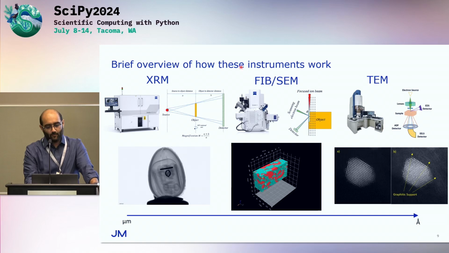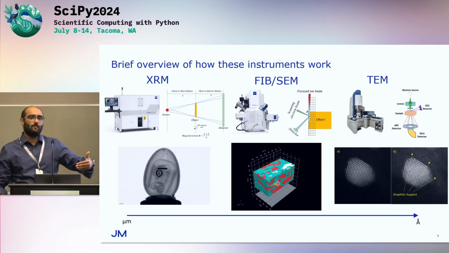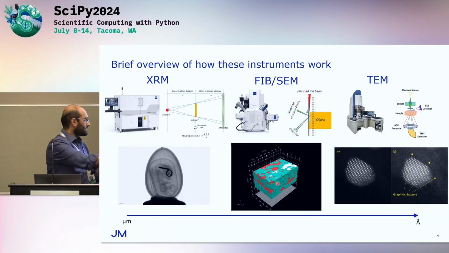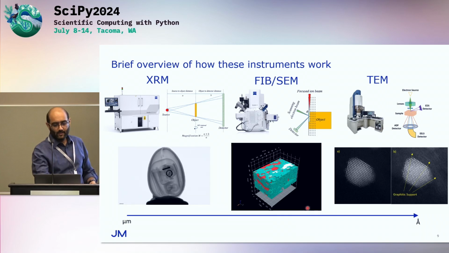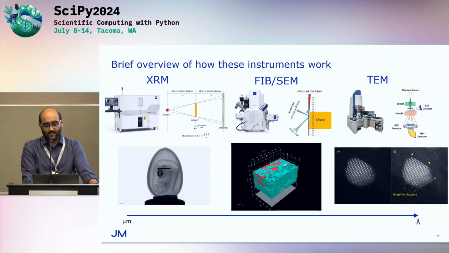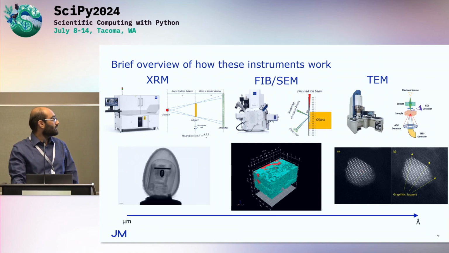We also have what we call a focus ion beam instrument. Here, what you're doing is you're using an ion beam, and you're milling your sample, and then you're taking an image. You're milling, take an image as you go into your sample, and then you get a 3D array that looks like this.